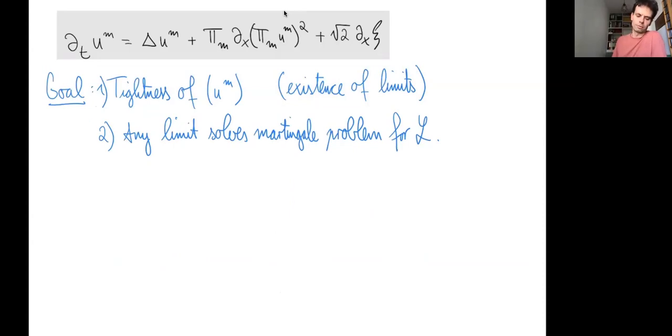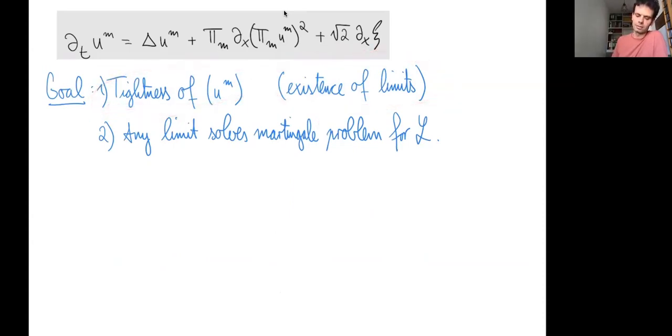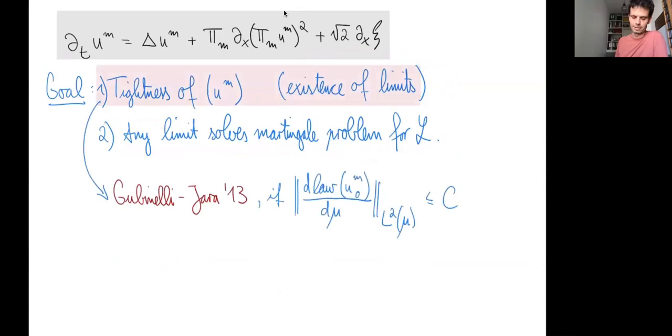So the goal is to prove tightness of this process. So to infer that there exist weak limits in some space, and to show that any limit solves the Martingale problem for our operator. And then in this way we would have shown existence. So this is the classical program, how you would prove existence of solutions to a Martingale problem.